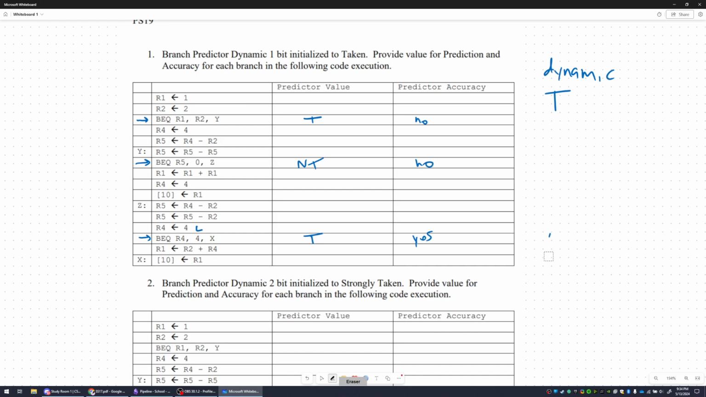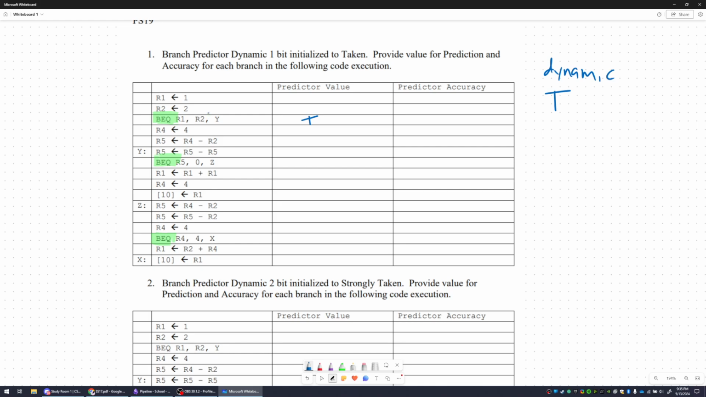Yeah, I can do it again. Okay, so for this question, there's lines of code, but the only ones we care about are branches. So one here, and one here. If there's also a BNE, that also counts as a branch, right? So we start with dynamic 1-bit initialized to taken. So the first time we're going to predict that we're going to take it.